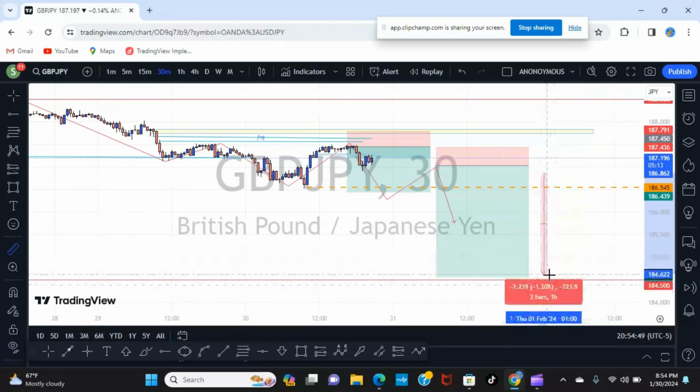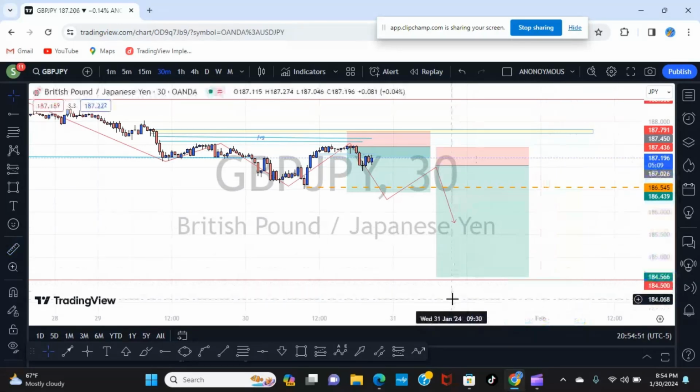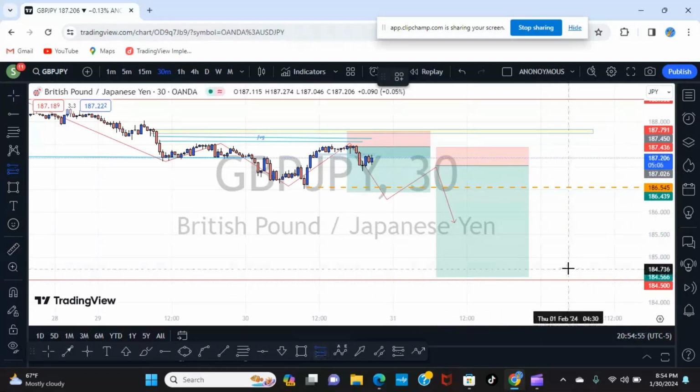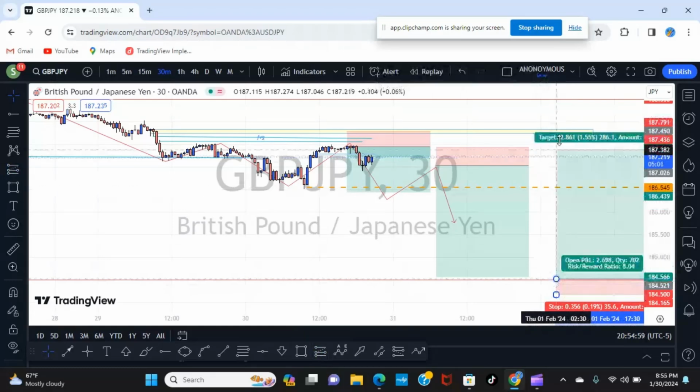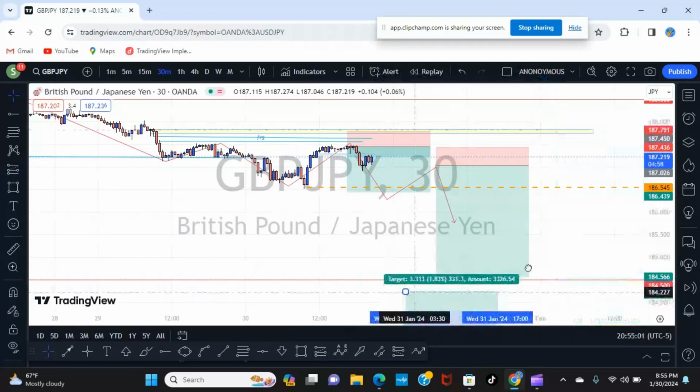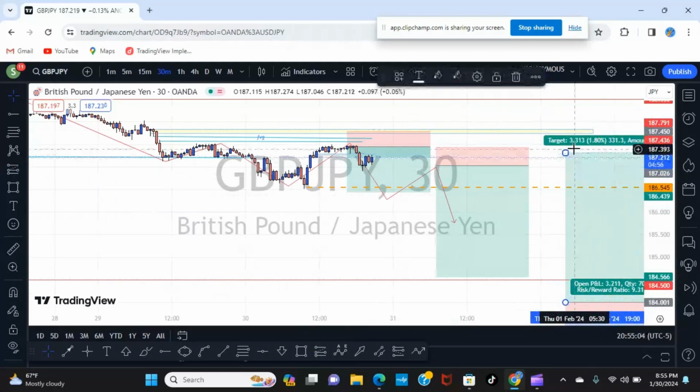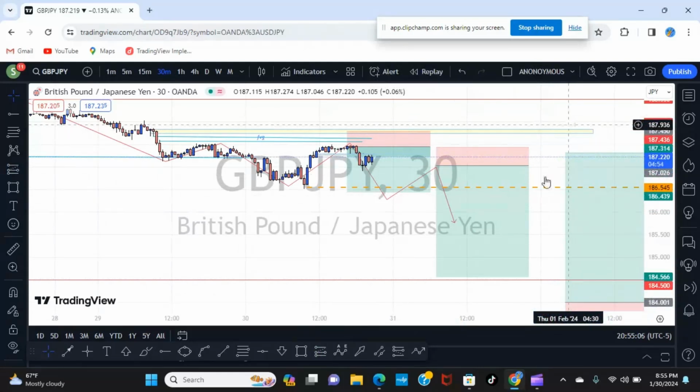So we're gonna look for a buy. We're gonna look for a buy to the upside back, after a good confirmation on the lower time frame.